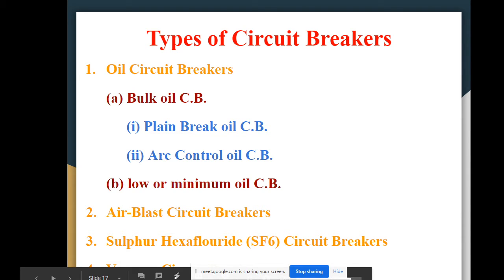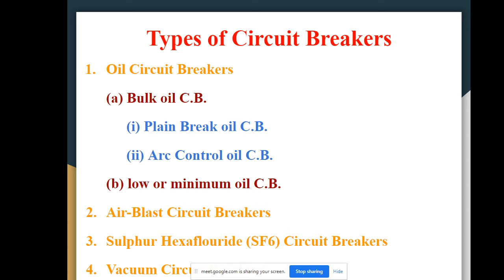I mean, types of the circuit breakers depend upon the medium that we are using for the extinction of the arc. So for extinguishing the arc, we use a medium in the breaker. Depending on that medium, these types will be decided. I mean, types of the circuit breakers will be categorized based on the type of medium that we use in the circuit breaker.